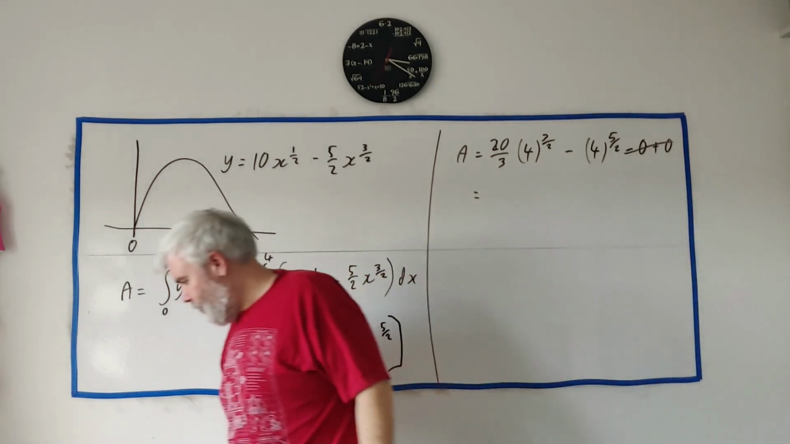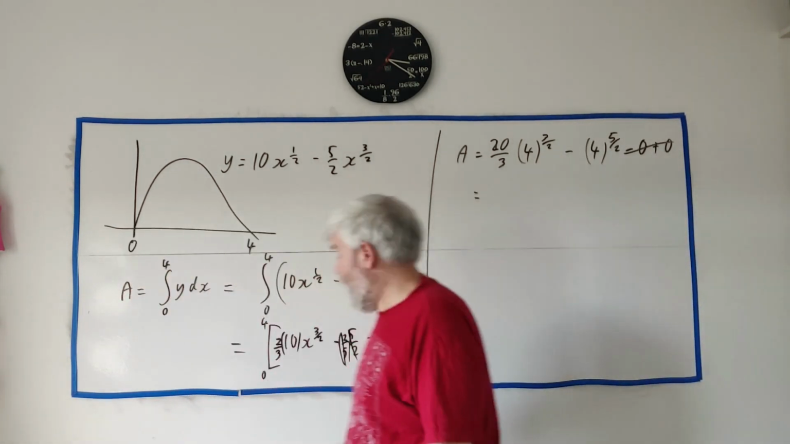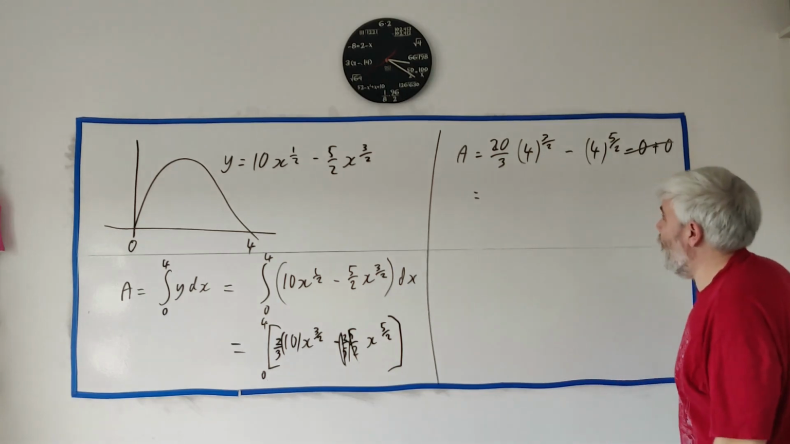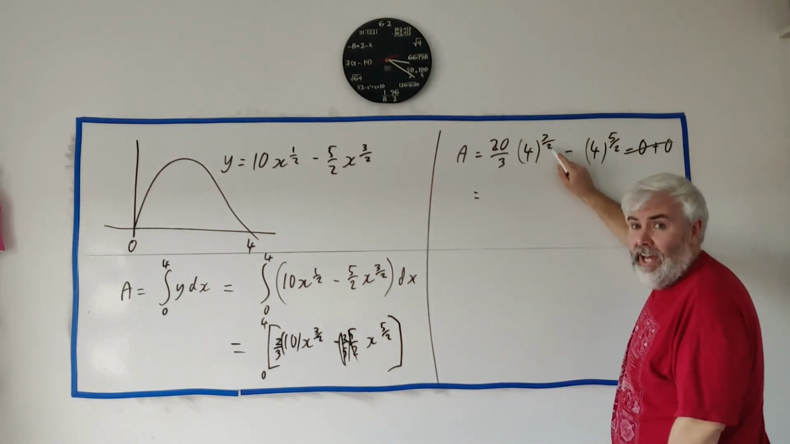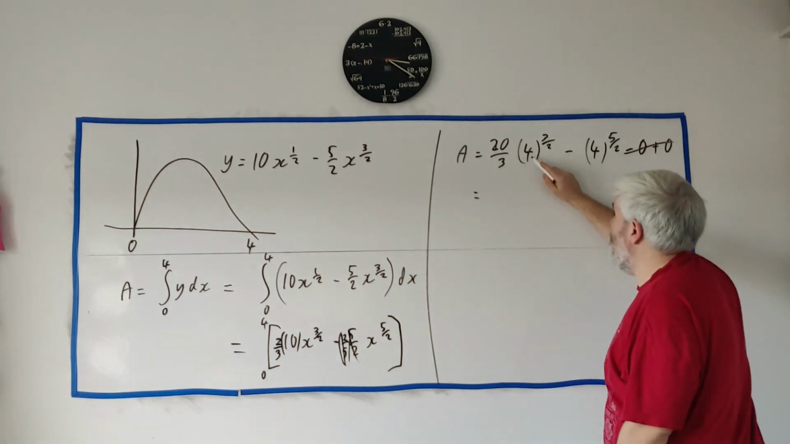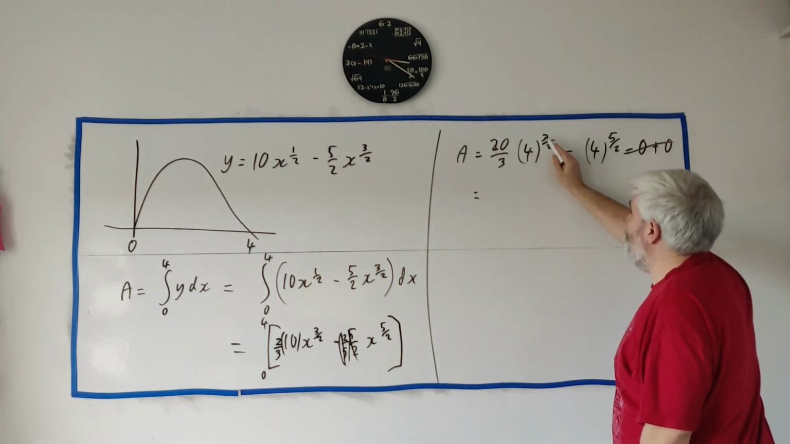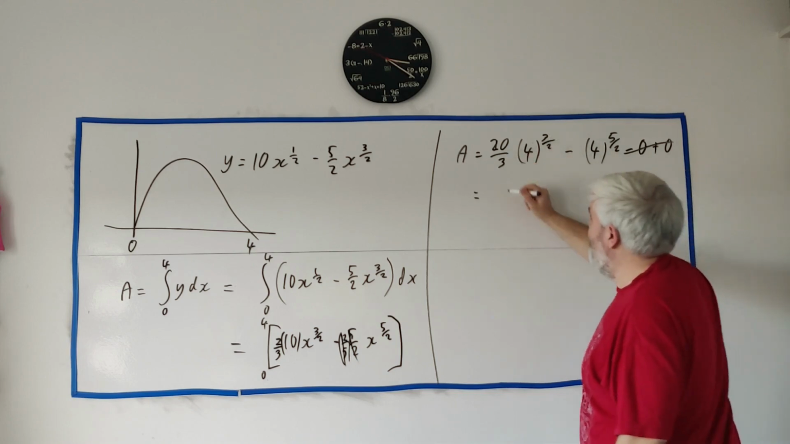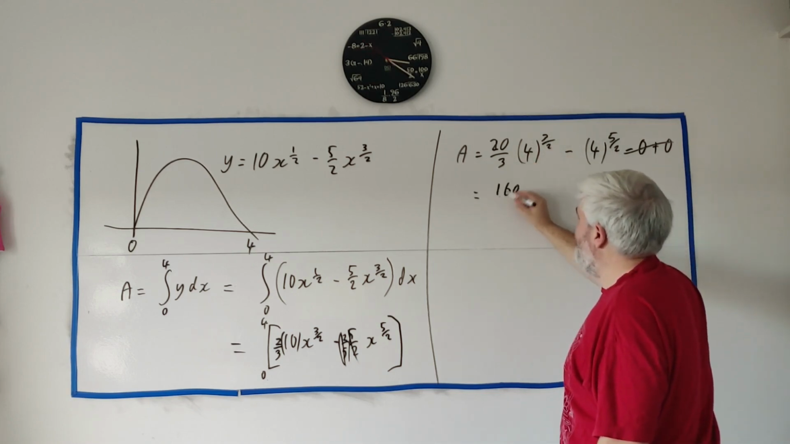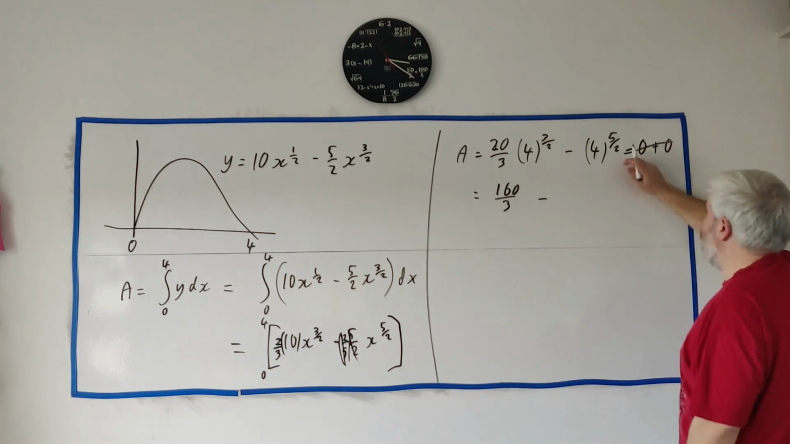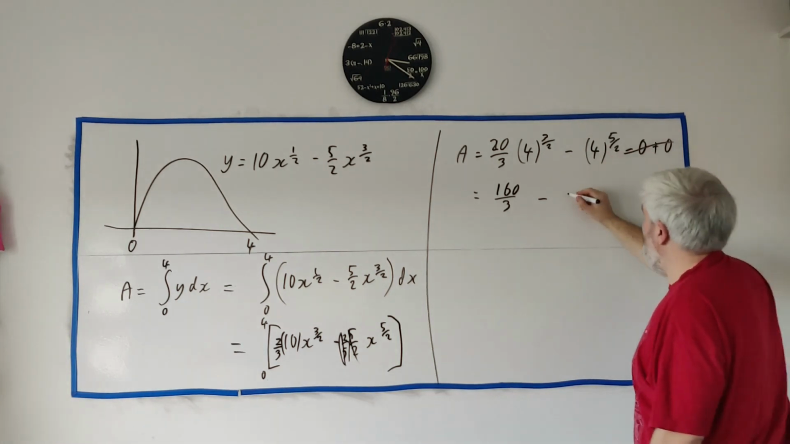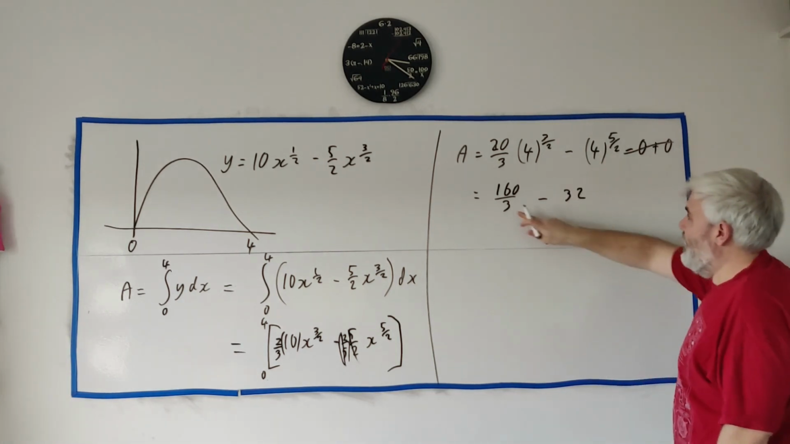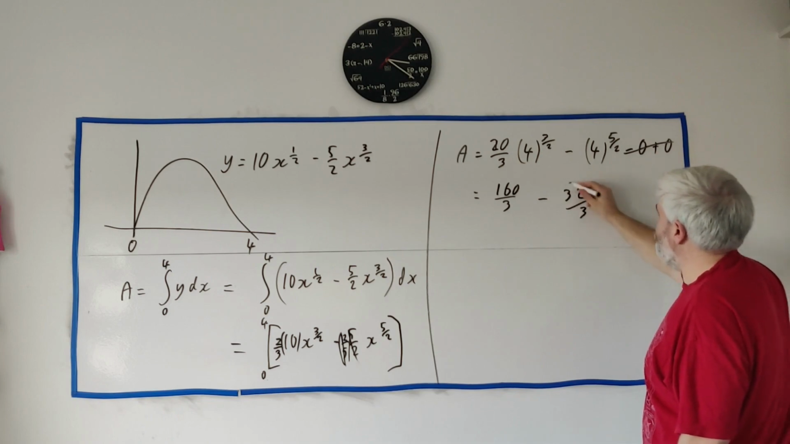What does the answer look like? Yes, it's a fraction. Put this in a calculator and it'll give you a fraction, no problem. But we can do this ourselves. 4 to the power of a half is the square root of 4, that's 2. 2 to the power of 3 is 8. 8 times 20 is 160 over 3. Minus, again, the square root of 4 is 2. 2 to the power of 5 is 32. So minus 32. Let's get them both over the same denominator.